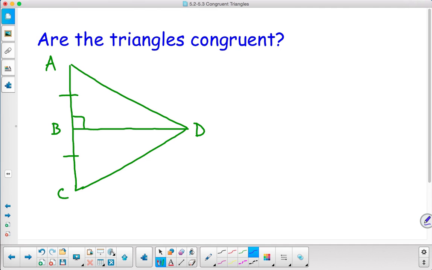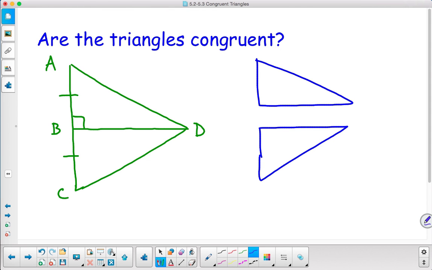Okay, next pair, are the triangles congruent? Pause. So now, yes, they are congruent. Hopefully you picked out the two separate triangles again. Okay, we've got angle side ABC. Okay, that is a right angle. And then CBD. Oops, I put D in the wrong place there.